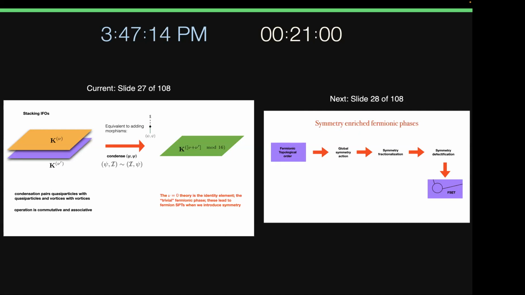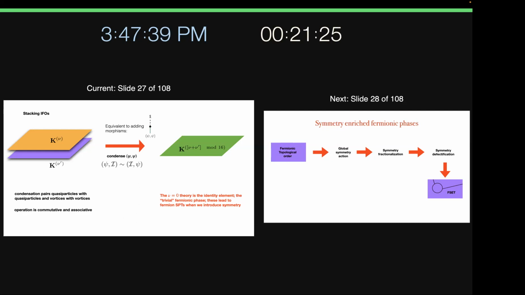Okay, so in particular, condensing psi psi will pair quasi-particles of the first layer with quasi-particles of the second layer, and it will pair vortices of the first layer with vortices of the second layer. Those are sort of the objects that are left over after the condensation process. All right, now, with the way I've described it, it should be intuitive that the operation is commutative.